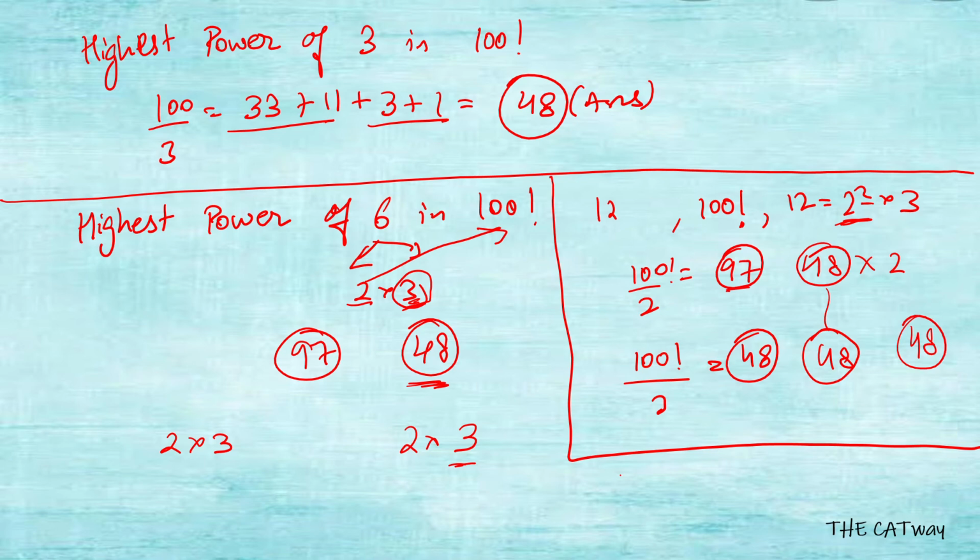What happens when one of the prime factors has a power greater than 1? They combine and form a pair. Okay, now let's take one more example. Let's say we have to find it for 36. For 36, we have to find the highest power of 36 in 200 factorial.